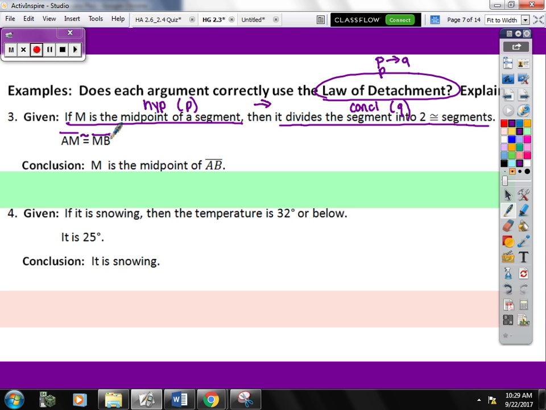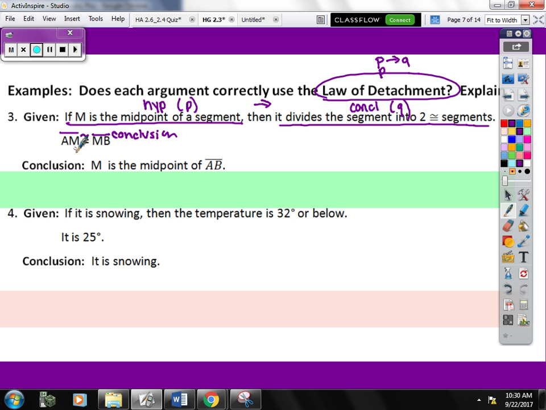And they ask, can we conclude that M is the midpoint of AB? And a lot of you will say yes. The answer is no. Why? Using the law of detachment, we have hypothesis, conclusion. This part matches up with the conclusion. Two segments are congruent. It's giving me two segments that are congruent. You cannot go backwards to P. You can always only go forwards.